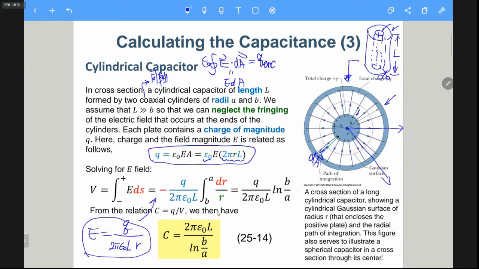And actually, rather than integrating from the positive plate, we need to integrate from the negative plate to the positive plate, which means we are going in this direction. So for E dot ds, we should have a negative sign here, because we go from this side to that side. So from B to A, we have a negative sign here.